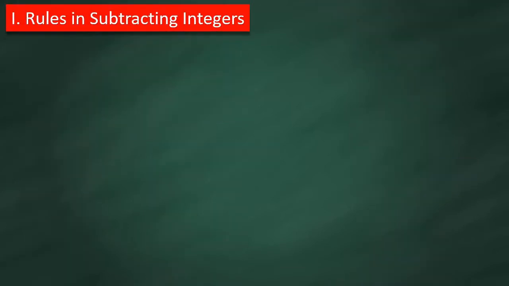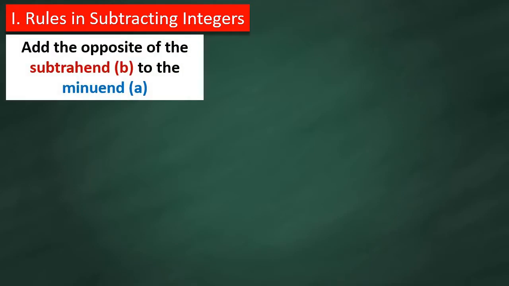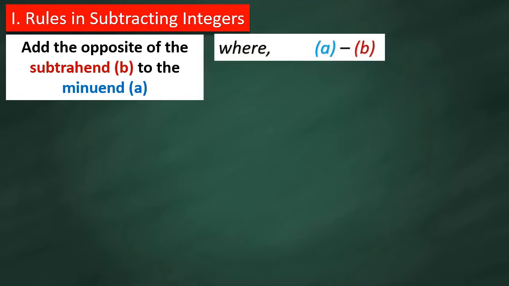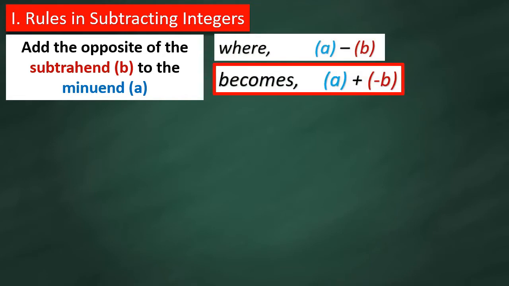In subtracting integers, we follow this rule. Add the opposite of the subtrahend to the minuend, where a minus b becomes a plus negative b. Let us have these examples to make it clear.